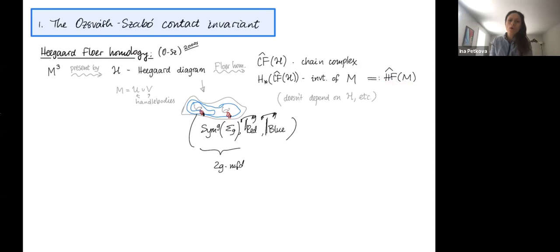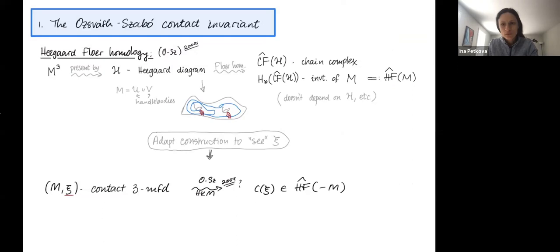But if you're a bit careful, and if you adapt this construction in a certain way, you can actually see a contact structure. I'm going to talk about that in a couple of minutes. Suppose in addition you're given a contact structure on your three manifold. You can take care to construct your Heegaard diagram in a special way so that the contact structure is read. And you get a homology class, let's call it c of xi, in, well, that's how they originally constructed it, in the Heegaard Floer homology of negative M. So you get a homology class that tells you various things.